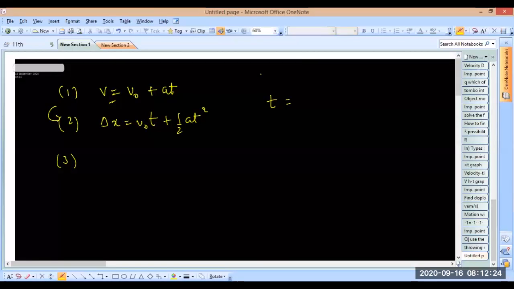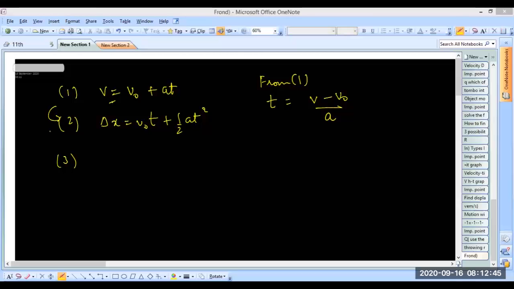So from the first equation, t is equal to (v minus v0) upon a. I'm sure all of you understand that, right? Now if we continue from the second, I'm going to put this value into the second equation, all right?